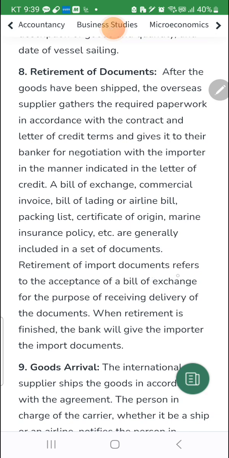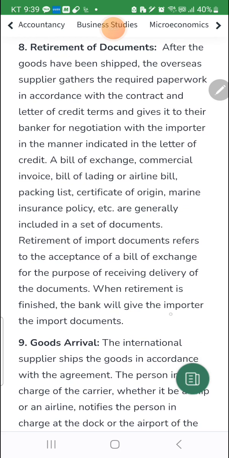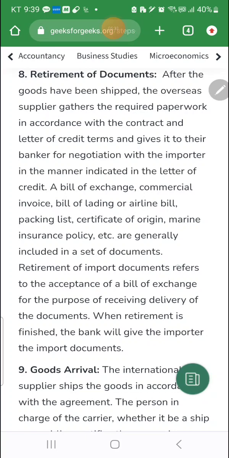Retirement of import documents refers to the acceptance of a bill of exchange for the purpose of receiving delivery of the documents. When retirement is finished, the bank will give the importer the imported documents. What does it mean? Retirement of documents.